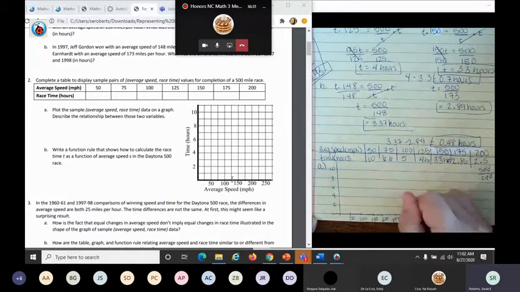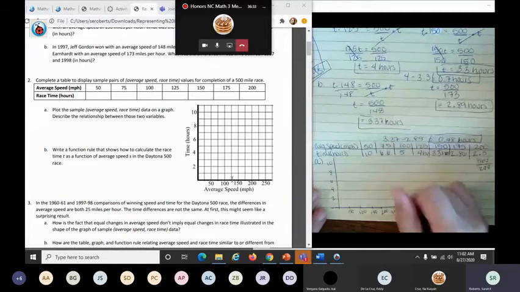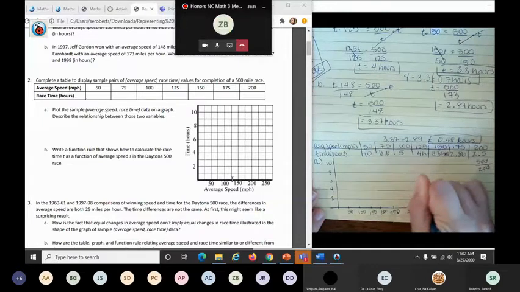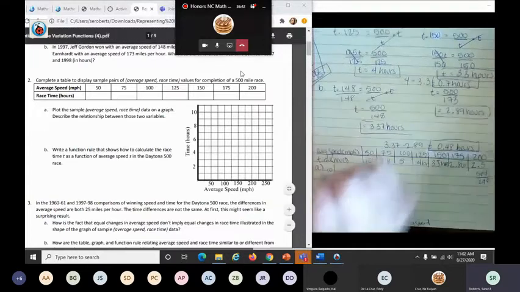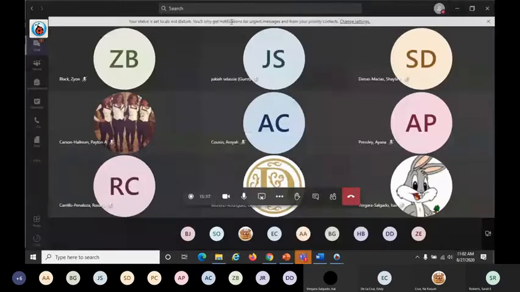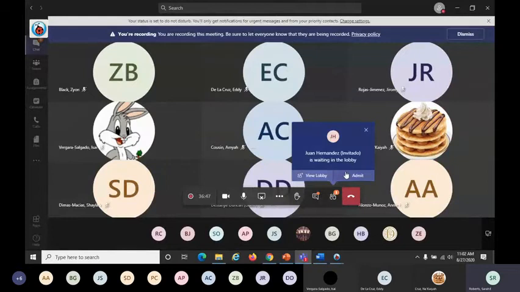This bottom piece was the average speed. Okay, and this is time. Is somebody trying to join? Hold on. Yeah. Hey, Juan, welcome.